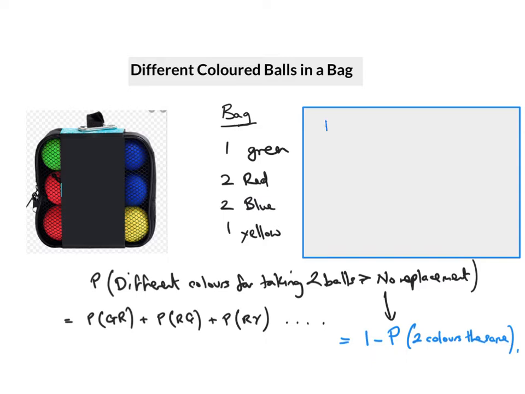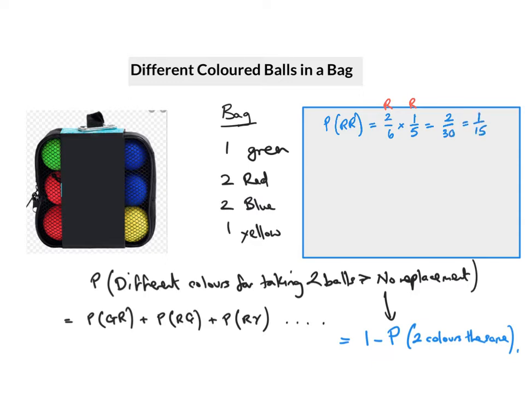So let's have a look at the probability of red followed by red. We know there's 6 balls altogether, and there's 2 red to begin with, so it's going to be 2 over 6 for the first red. The second red is going to be, well, there's only 1 left, and there's 5 balls left altogether, so 1 out of 5. So we get 2 out of 30, which equals 1 out of 15.